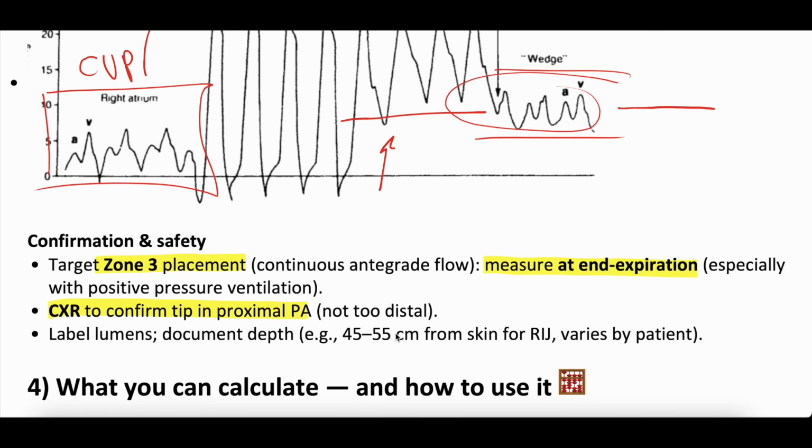Depth: the classical depth to wedge is somewhere around 45 to 55 centimeters. So remember, we said we insert it to 15 centimeters, then inflate the balloon, and then you're slowly advancing it, watching the waveforms, and it usually takes about 45 to 55 centimeters before you will actually wedge. This varies by patient. Sometimes it might be less, sometimes it might be more, but that's just a rough estimate of where you might get wedged.